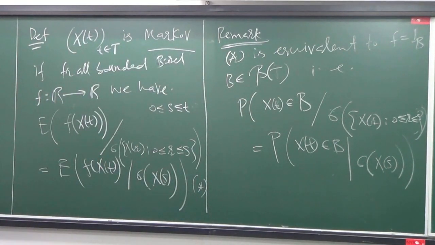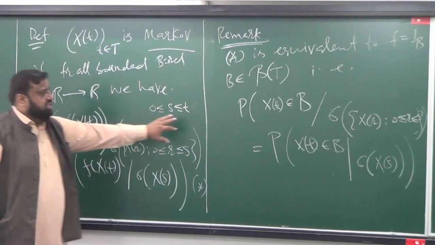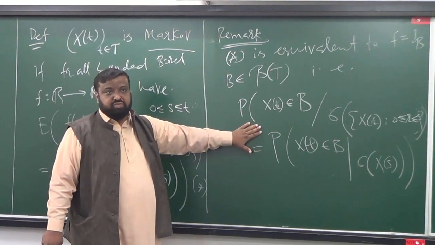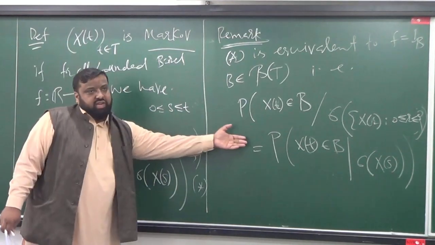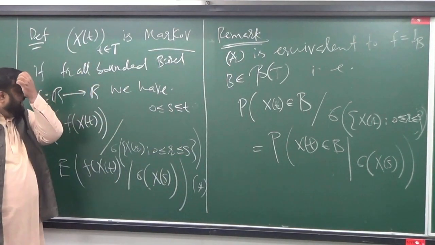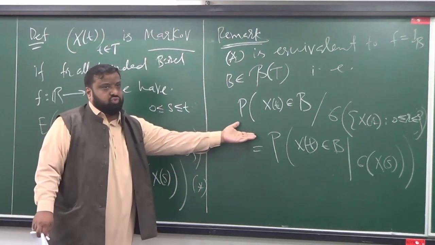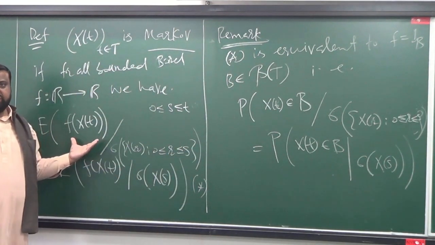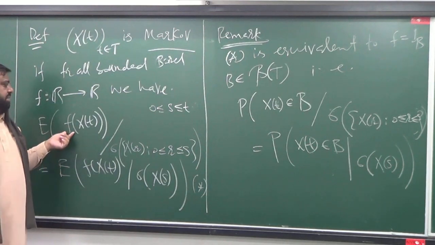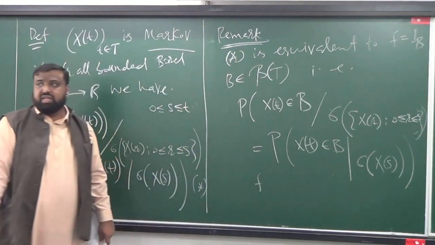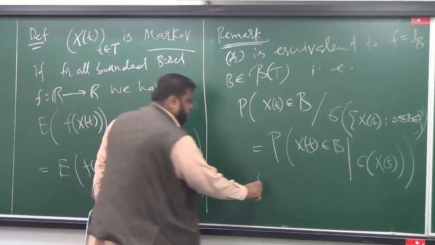Why would this be an equivalent condition? Let me give you a heuristic argument. Obviously, from this, it is easy to deduce this: just take f to be an indicator function. How about the other way around? If you want to show that if this is true, why this must be true, you can start with, for example, a non-negative measurable function.